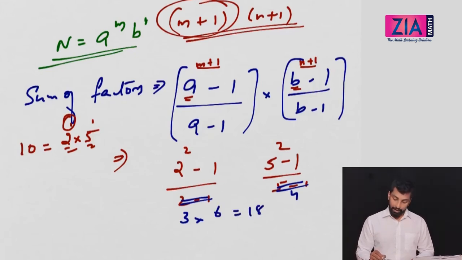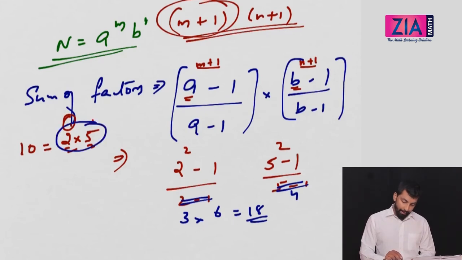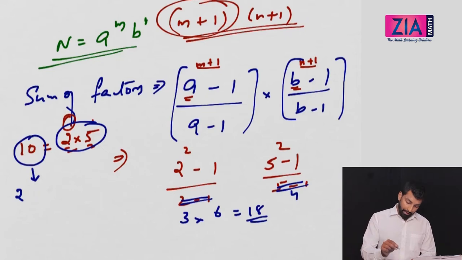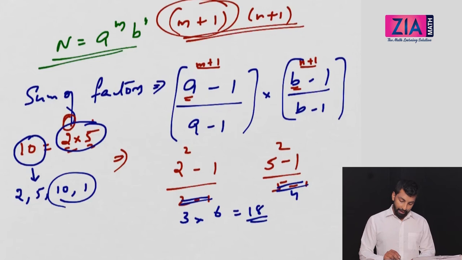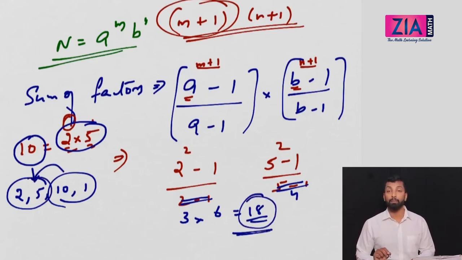So the sum is 3 into 6, which is 18. Now why are you getting 18? Because it is the sum of factors of 10. What are the factors of 10? 2, 5, 10, 1. So 10 and 1 are factors, 2 and 5 are factors. So if you add, you get 18. That's what the sum of factors is. I hope this is clear for all of you.